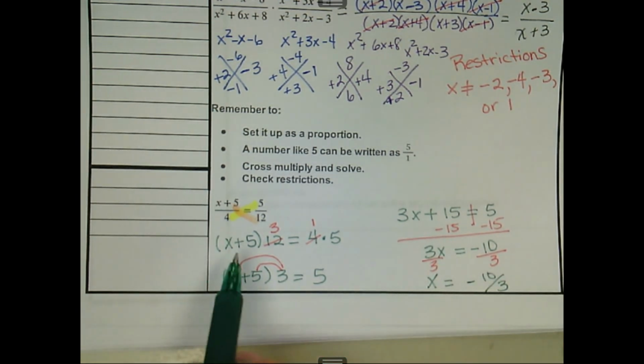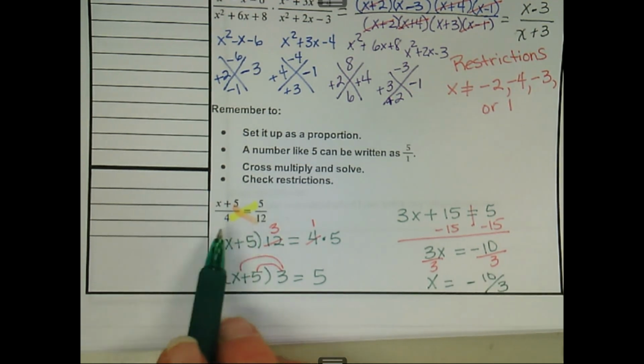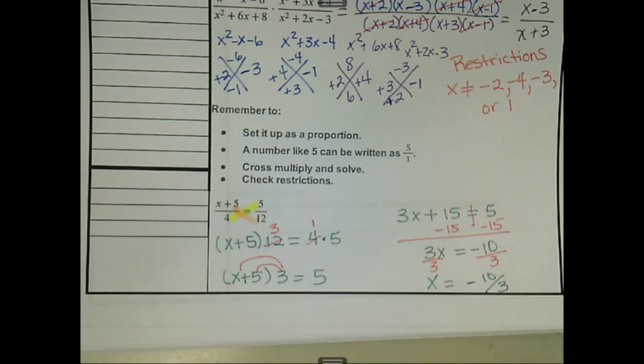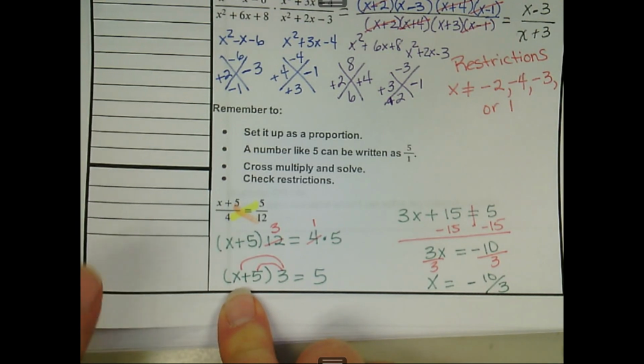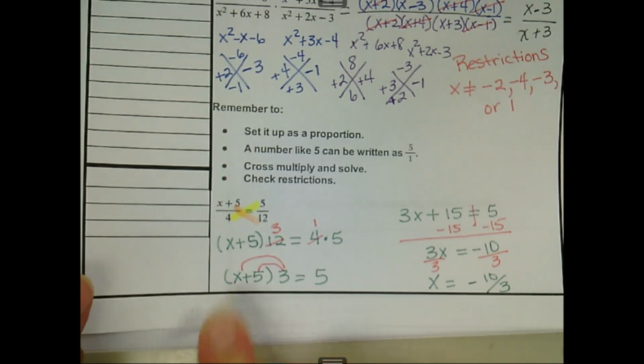Okay, I look up here. Do I have any restrictions? No, because both of those are numbers. And we can always divide by any number except 0.